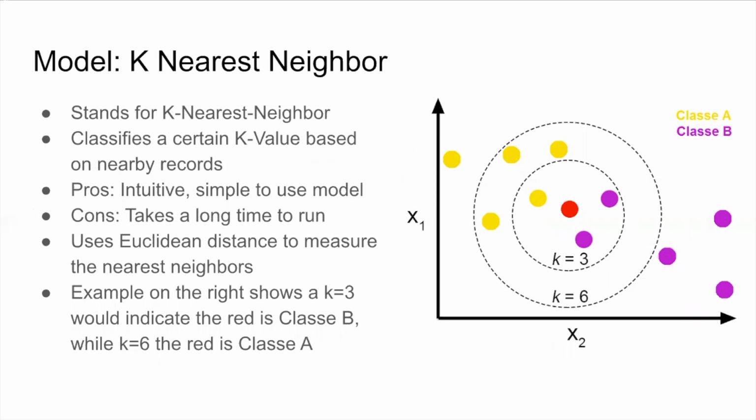And as you can see on the right side, this is an example of KNN in action, where the red dot with a K of 3 would be identified as class B, seeing as 2 of the 3 nearest neighbors are purple. However, when you have a K of 6, the red would be classified as yellow class A, seeing as there are 4 yellow and only 2 purple dots. So this is just an example of KNN in action.